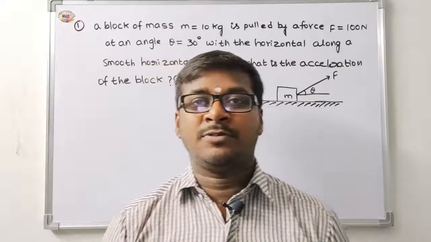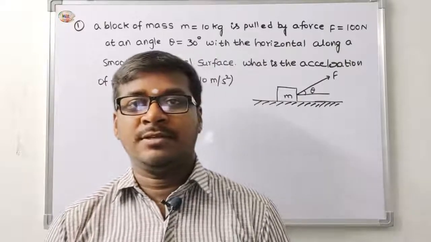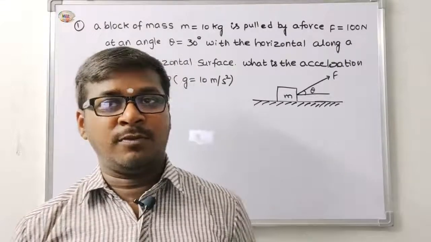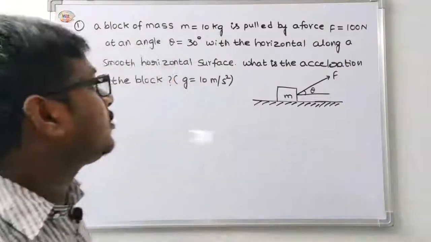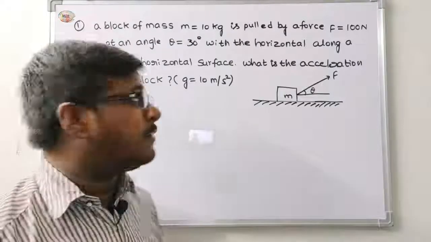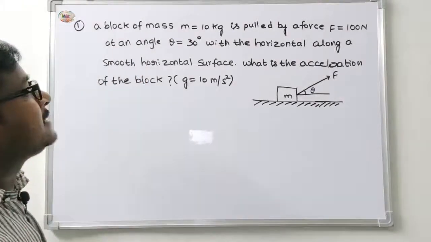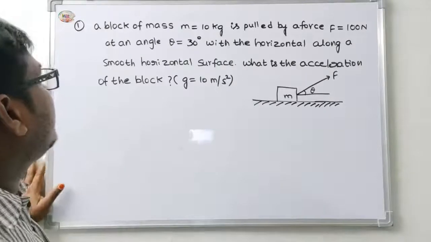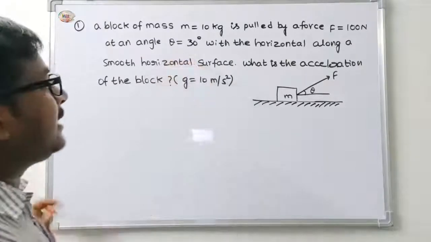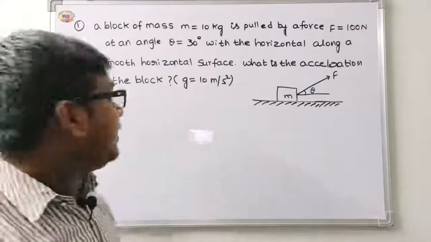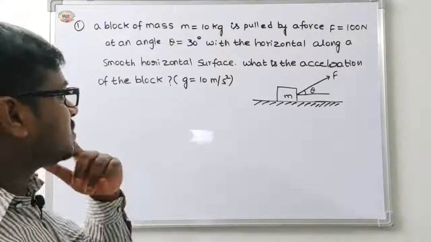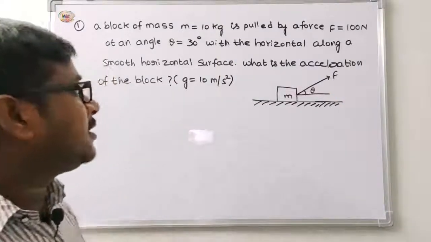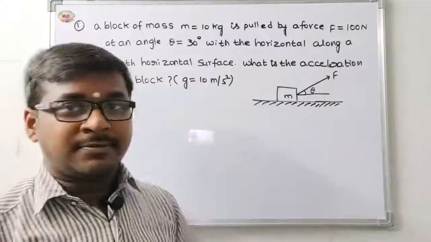Today we discuss previous problems for JEE Mains and Advanced level. The topic is Newton's laws of motion. First problem: a block of mass m equal to 10 kg is pulled by a force F equal to 100 Newton at an angle theta equal to 30 degrees with the horizontal along a smooth horizontal surface. What is the acceleration of the block? Take g equal to 10 meter per second square in this figure.